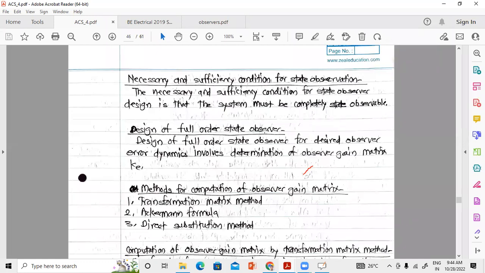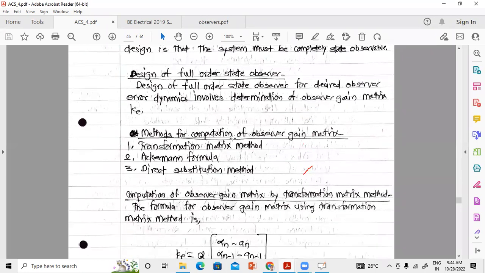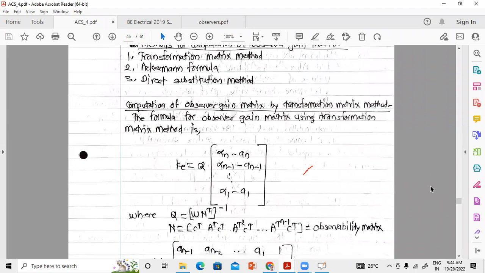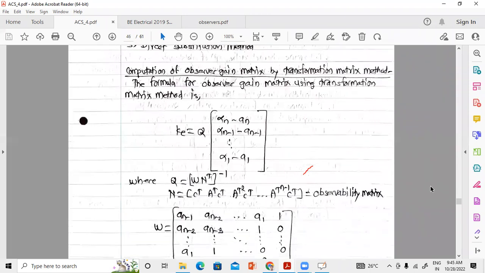So, design of a full order state observer for desired observer error dynamics involves determining the observer gain matrix. These are the three methods: matrix transformation, Ackermann's formula, and direct substitution. All these three methods are there, the same methods, and these methods are similar in steps as well.